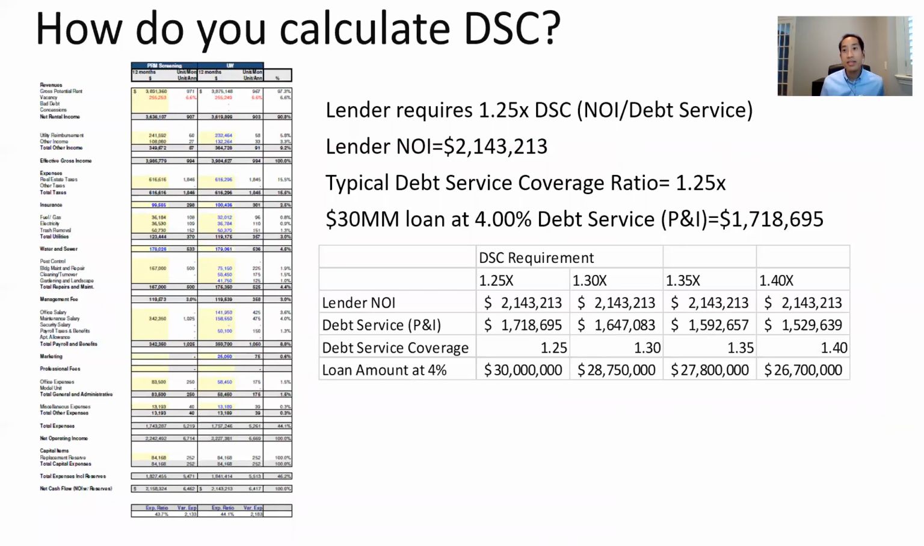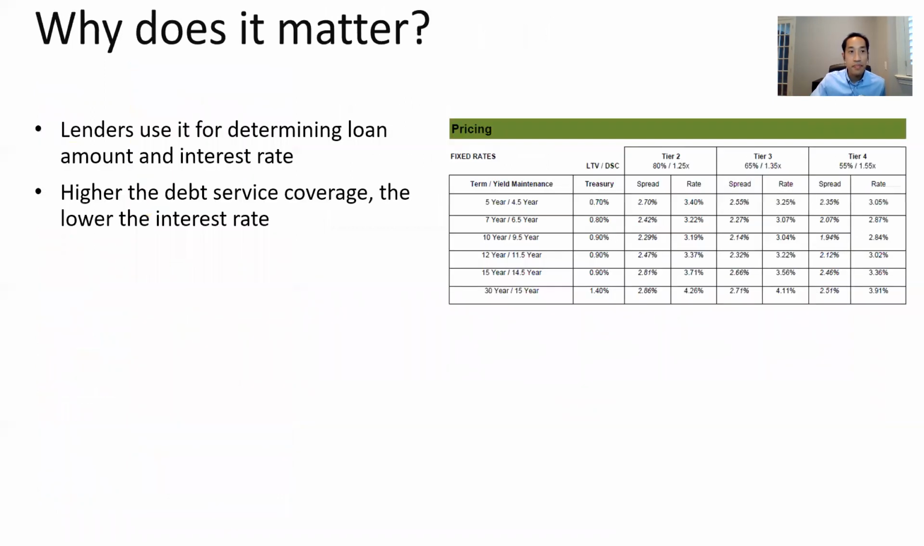But let's say this deal was in a smaller market, and the lender said, "Hey, I want a 1.35 debt service." Then your loan amount would go from $30 million to $27.8 million. Or with an even larger one, 1.4, it might get cut by another $1 million down to $26.7 million. So it's very important to understand what the debt service requirements of the lender are and how they're going to underwrite that actual amount. Debt service coverage matters because it's all about the loan amount and the interest rate.